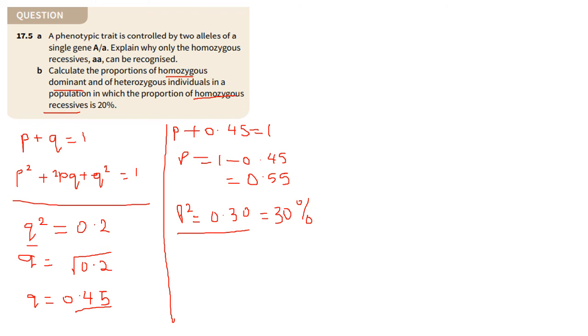We can then calculate the heterozygous individuals because that's represented by 2pq. So we take our p squared value, which is 0.3, plus our 2pq, which we'll now write as x, plus our q squared, which is 0.2. Remember, we were already given that homozygous recessives is 20%, 0.2, and we equate that to 1. This is a very easy one, because on the left side, things add up to 0.5, and if you deduct 0.5 from 1, it would be 0.5. So that tells you that 2pq is equal to 50% of the population. So in this population, 20% are homozygous recessive, 30% are homozygous dominant, and 50% are heterozygous. I hope that was clear to you.